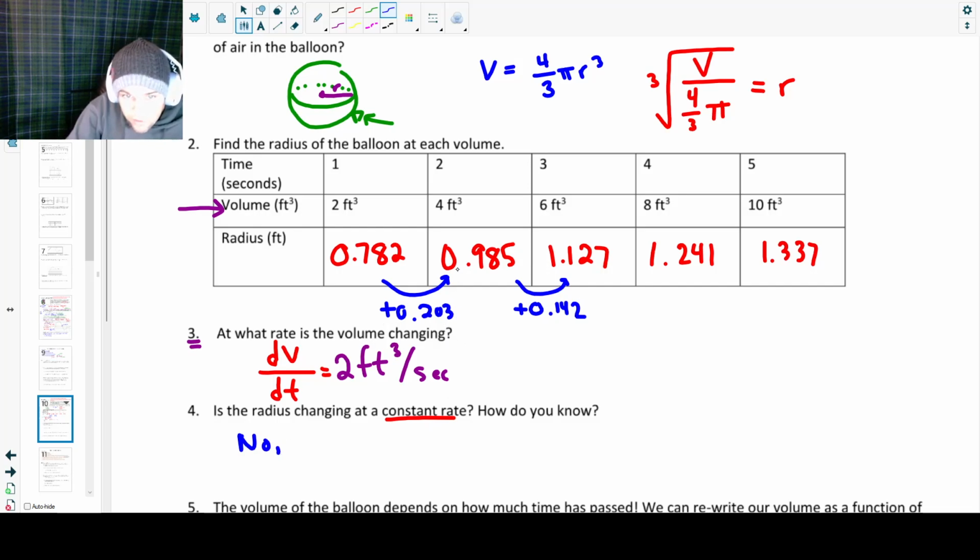Because during the first interval of time, between 1 and 2 seconds, it increased by this amount, and between the interval of 2 and 3 seconds, it increased by this amount. They're not equal, so it's not a constant rate. Again, we could write that out. I'm just going to say no for right now.